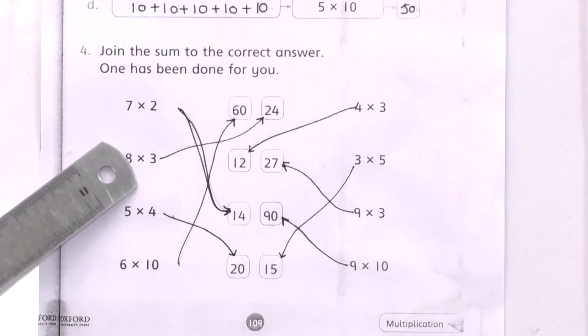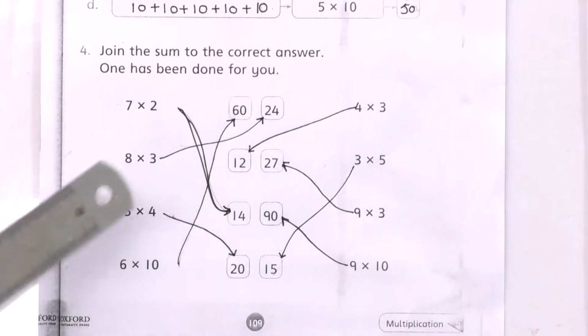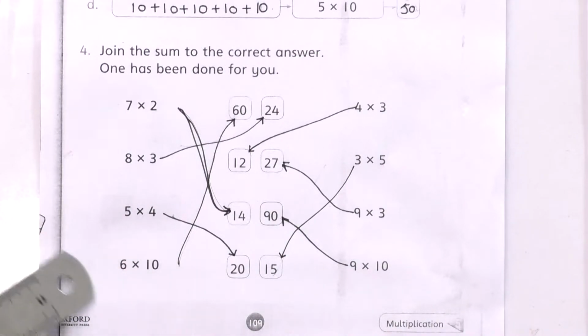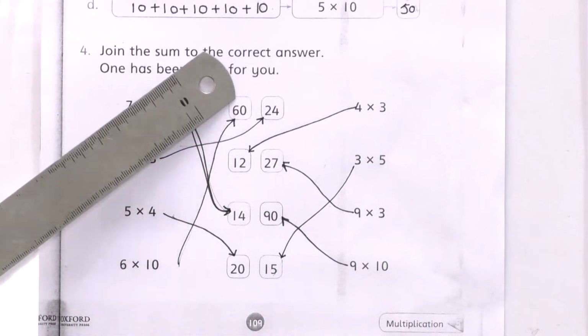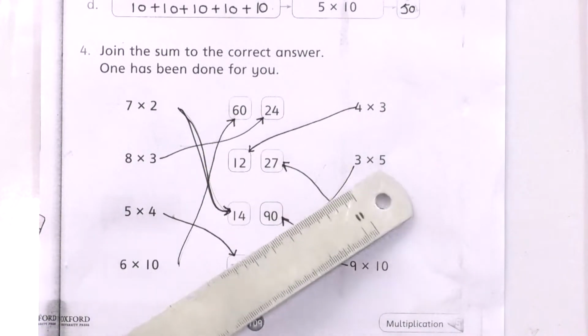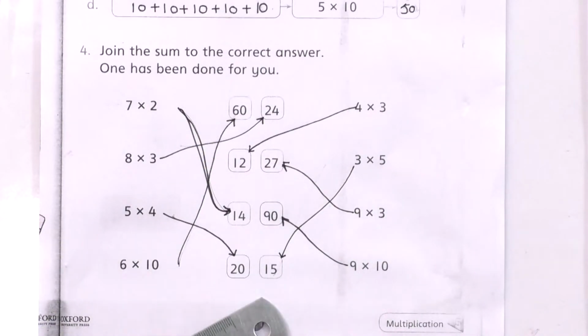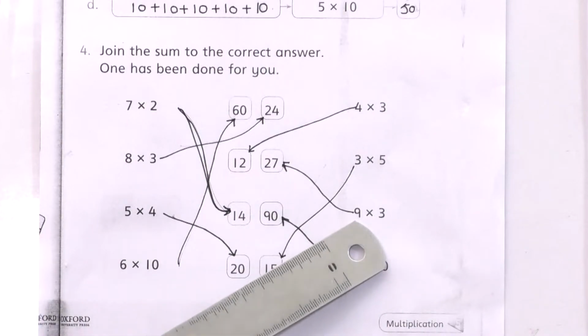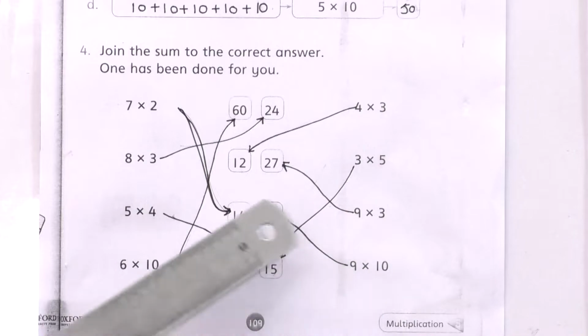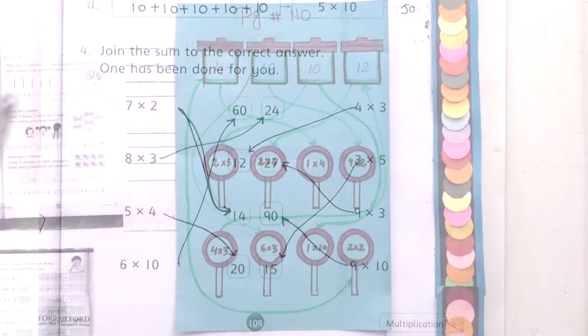8 multiplied by 3, 24. 5 multiplied by 4 will become 20. 6 multiplied by 10, 60. 4 multiplied by 3, 12. 3 multiplied by 5, 15. 9 multiplied by 3, 27. And 9 multiplied by 10 will become 90.